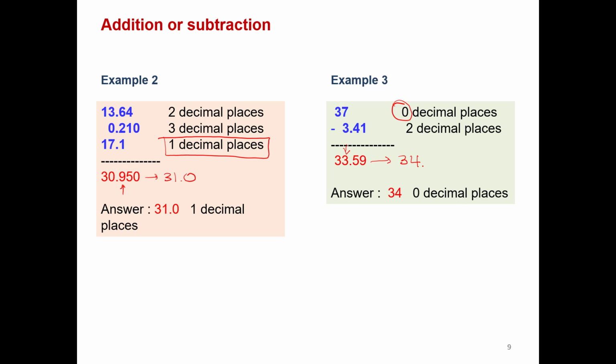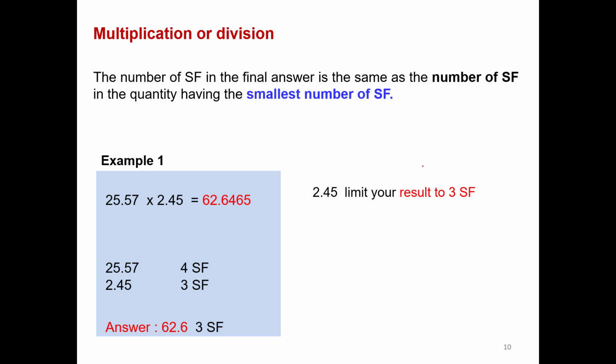Then 34, 0 decimal places. Now, in multiplication or division, if we had different measurements and we need to multiply them, then we will focus on the smallest number of significant figures. Then the number of significant figures in the final answer is the same as the number of significant figures in the quantity having the smallest number of significant figures.